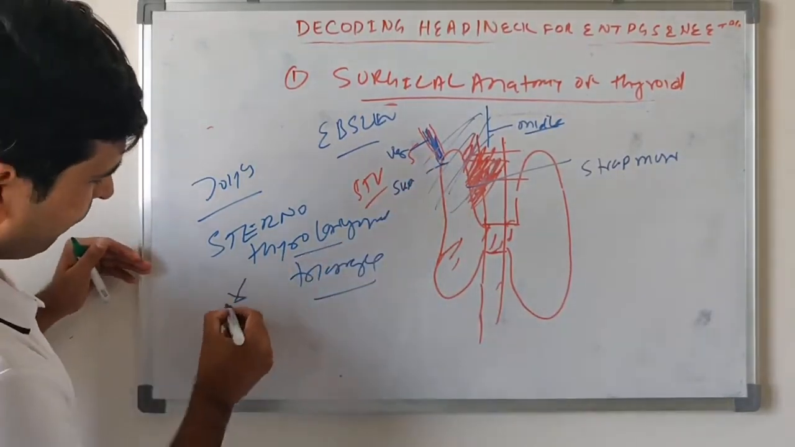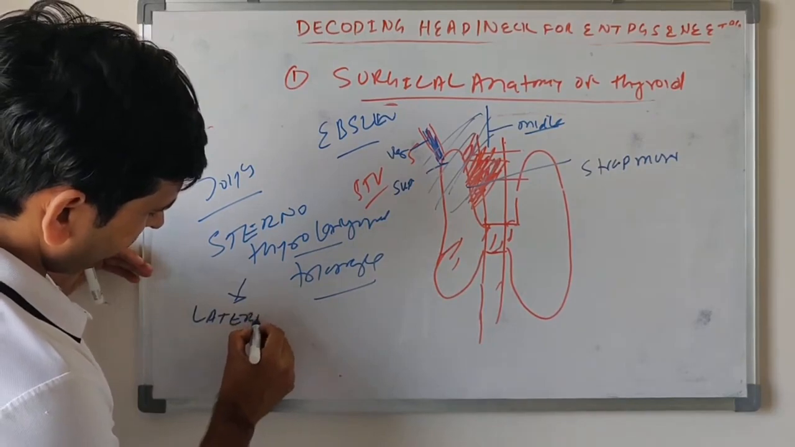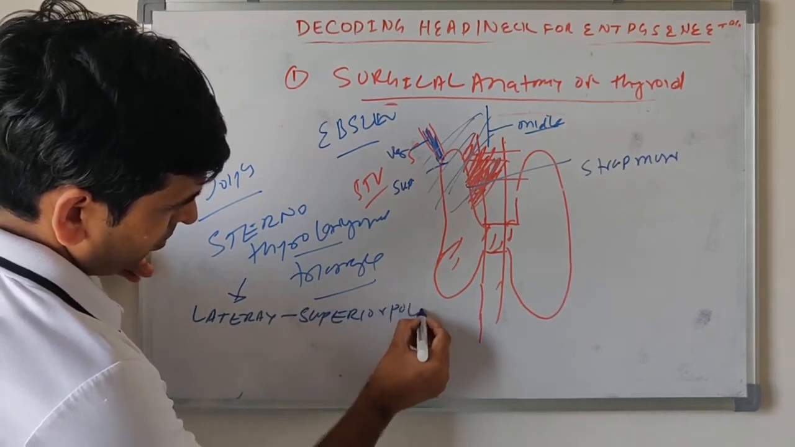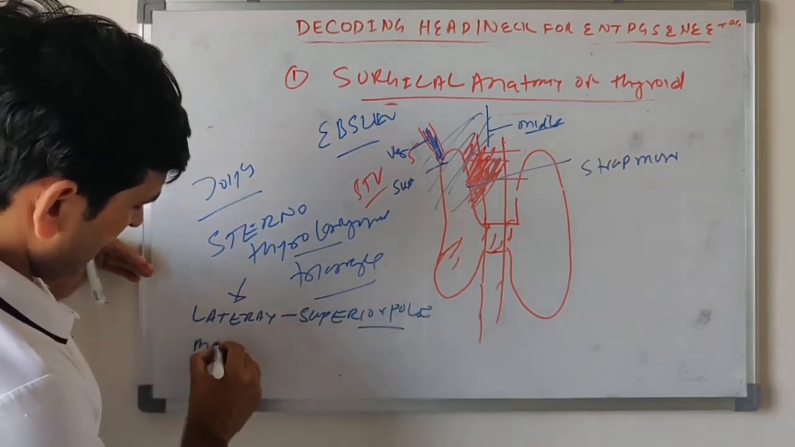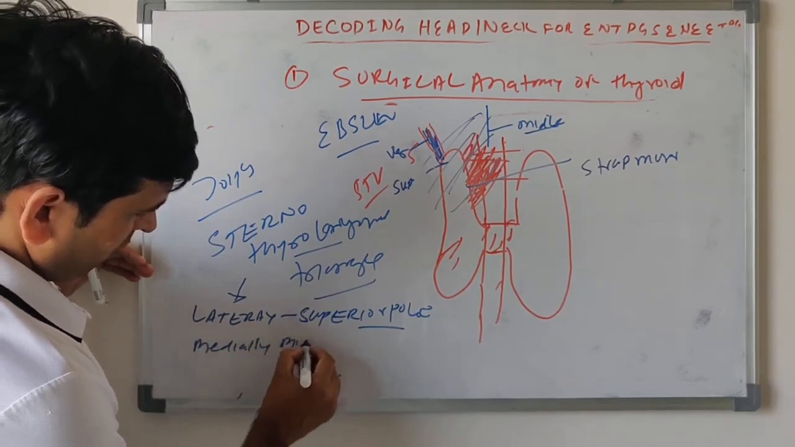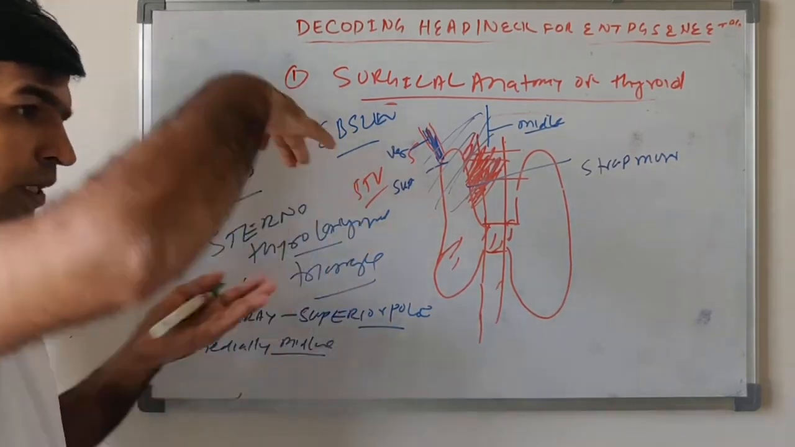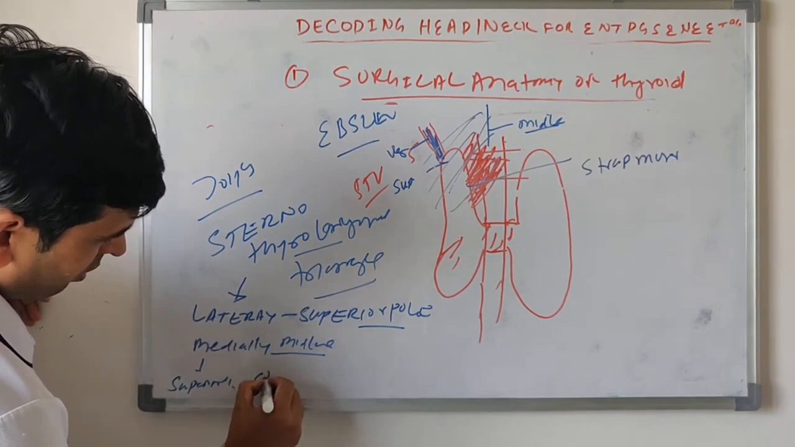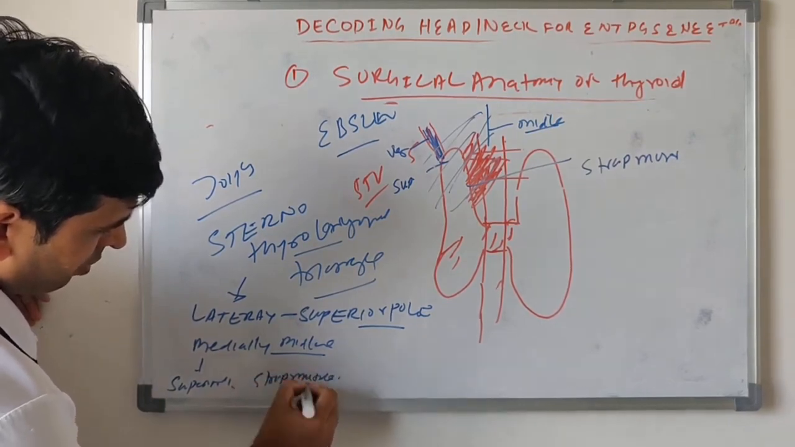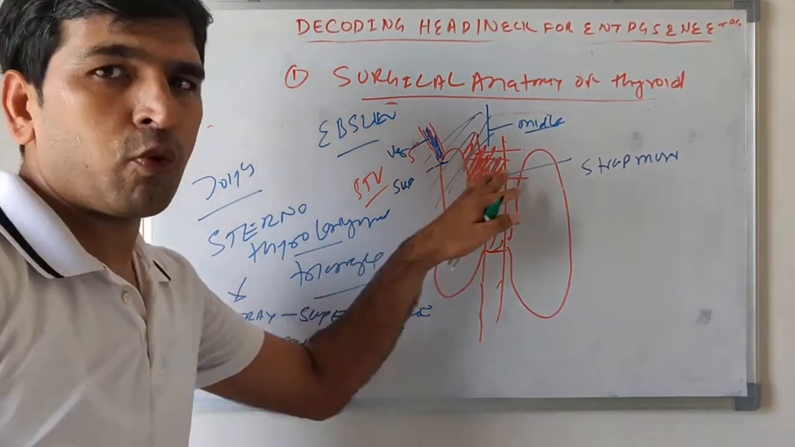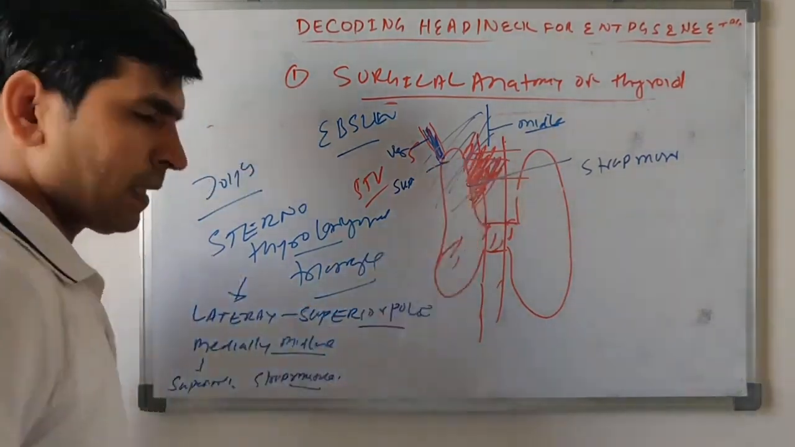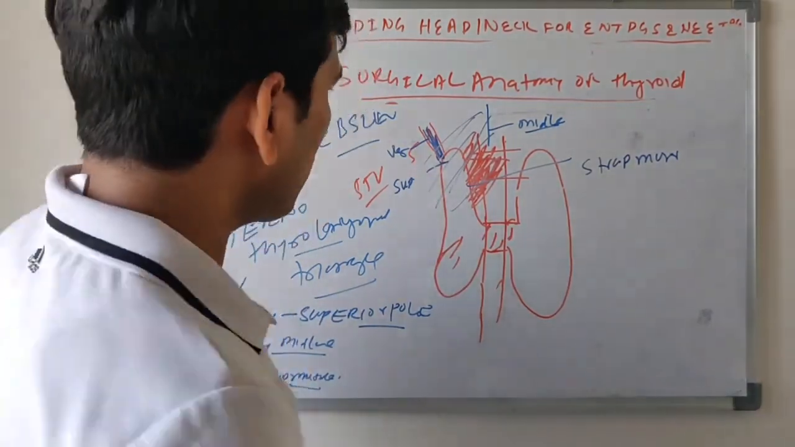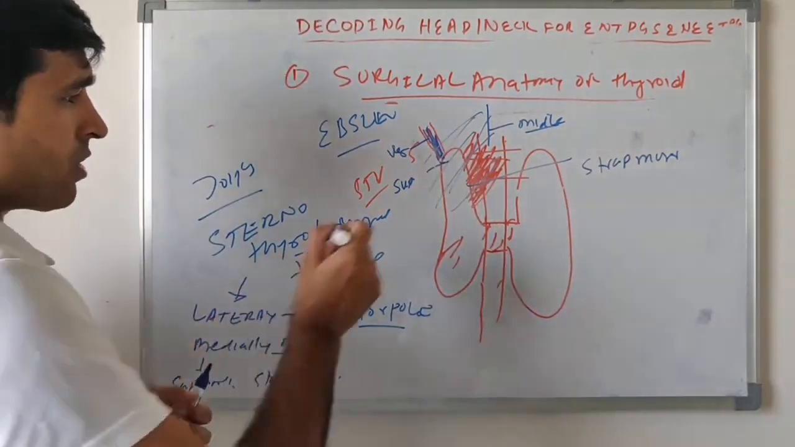So you may say laterally the superior pole with vessels, medially the midline, and superiorly the strap muscle. The floor is formed by the cricothyroid muscle. This is Jaw's triangle.